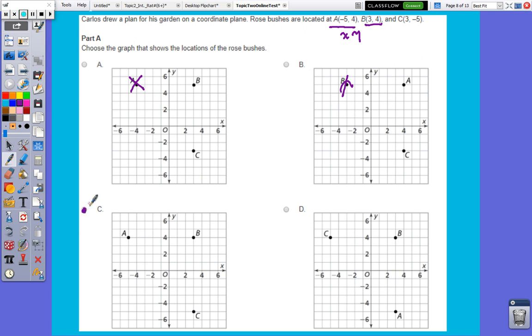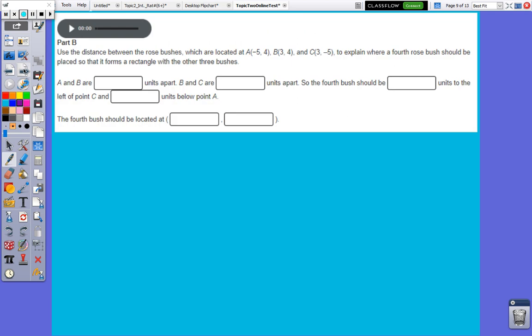All right? Again, I kind of did this just by looking at really point A. I didn't really take too much time looking at all 3 points, all 3 ordered pairs. Now there's a part 2 to this, or a part B, I should say. Look at part B. It says, use the distance between the rose bushes, which are located at (-5, 4), (3, 4), and (3, -5), to explain where a 4th rose bush should be placed so that it forms a rectangle with the 3 other bushes.